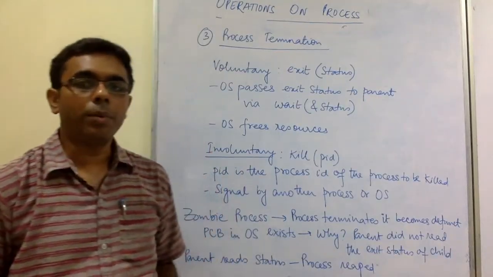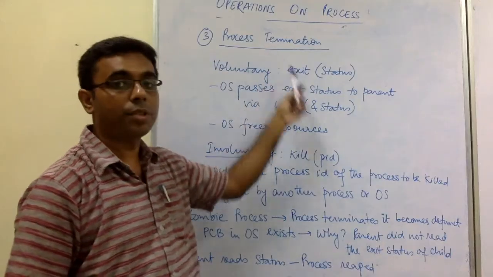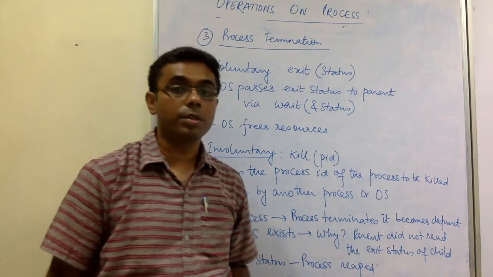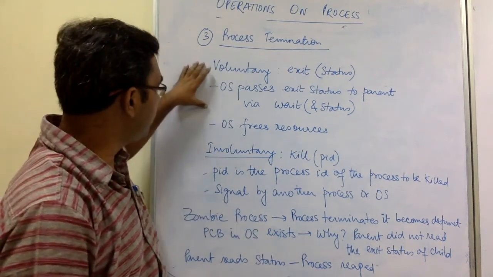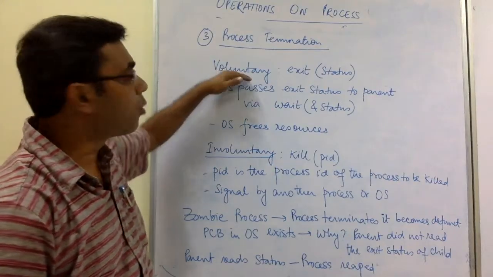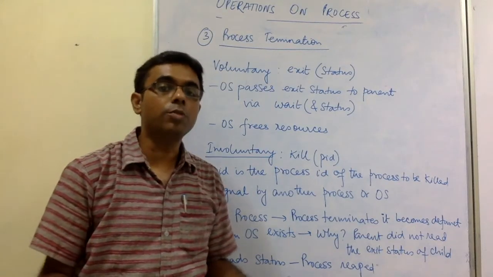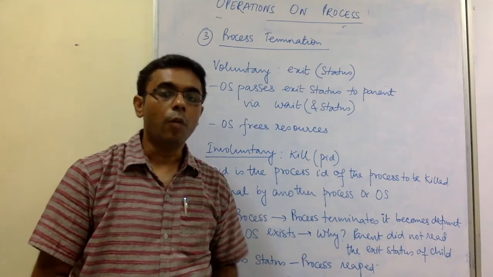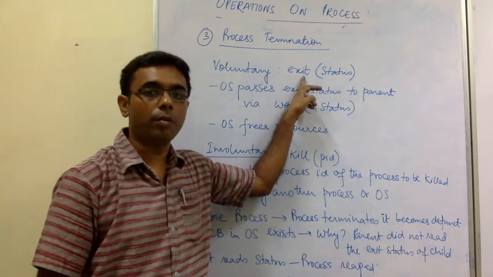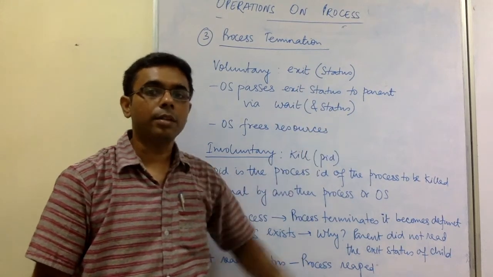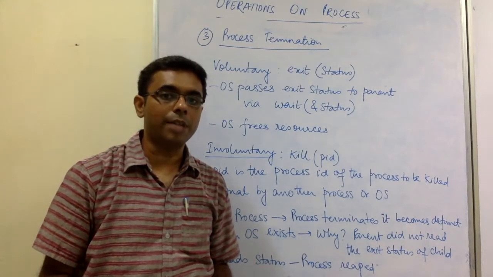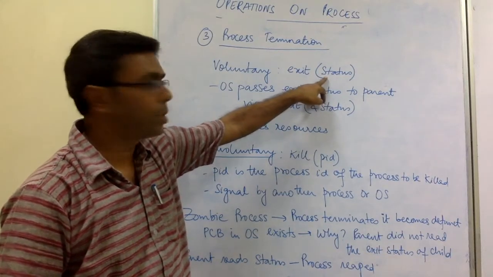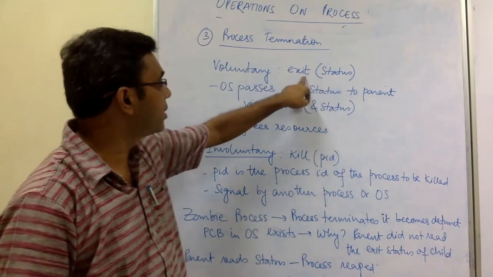So the next operation that we are going to talk about is process termination. How does a process terminate? There can be two ways in which a process can terminate. One is a voluntary termination, where you reach the end of the execution. We have seen already the three codes previously, where we use something called the exit system call. That means you inform that the execution of this particular process has completed, and you return the status of this process through the exit system call.